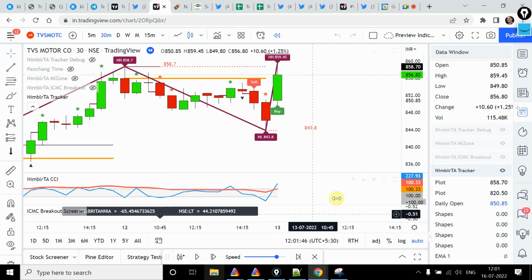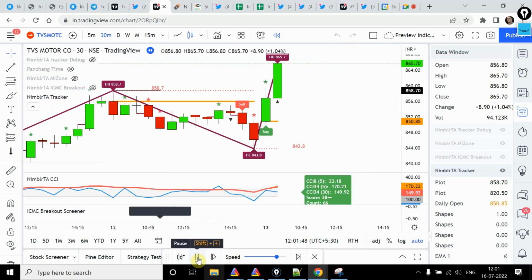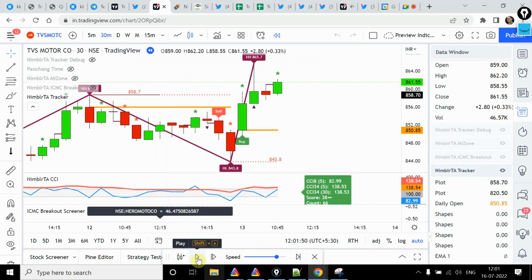Now, if we try to go further over here, it has given me a buy, right? This is on a 30 minutes basis. So I would enter one part over here. And even if you see, there's a triangle arrow. It went above the previous high level, 858. It gave me a triangle arrow. Then it gave an ICMC breakout, but it is still within the range of this IC.